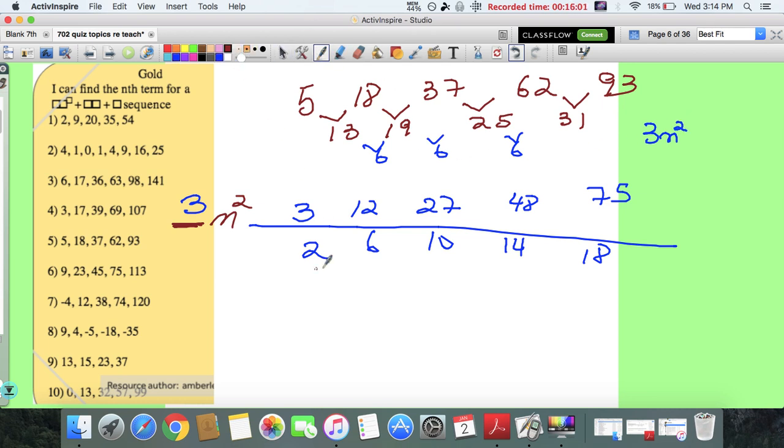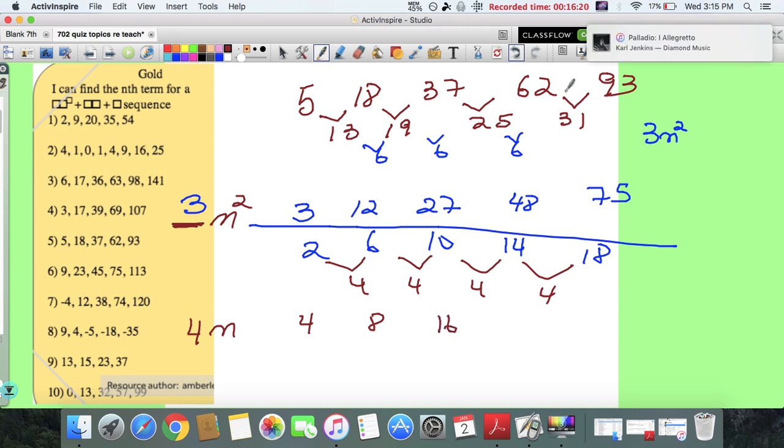And then let's take the first difference here. If you take the first difference, you get 4, 4, 4, because that's my first vertical difference. It's a linear, but it's a 4n sequence, right? It's going up by 4, so it means it's 4, 8, 12, 16, 20. When n equals 1, the first term is 4, when n equals 2, the second one is 8, when n equals 3, it's 12, and so forth.